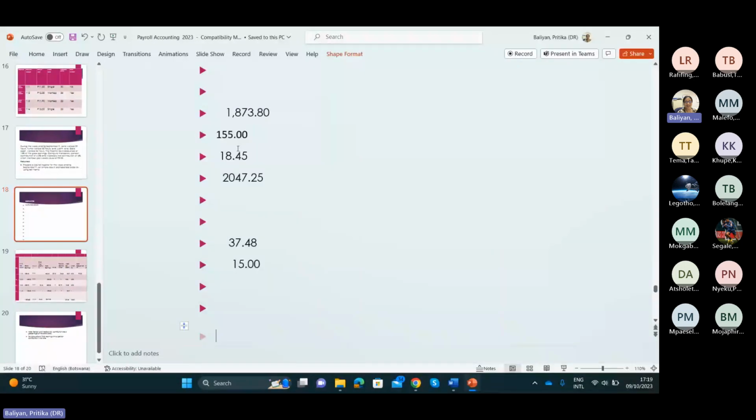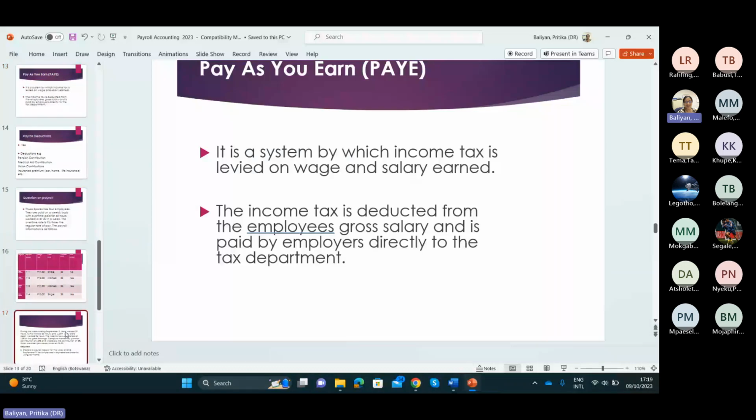Okay, it's not coming like this. Otherwise, we wanted to show each calculation, but it's okay.